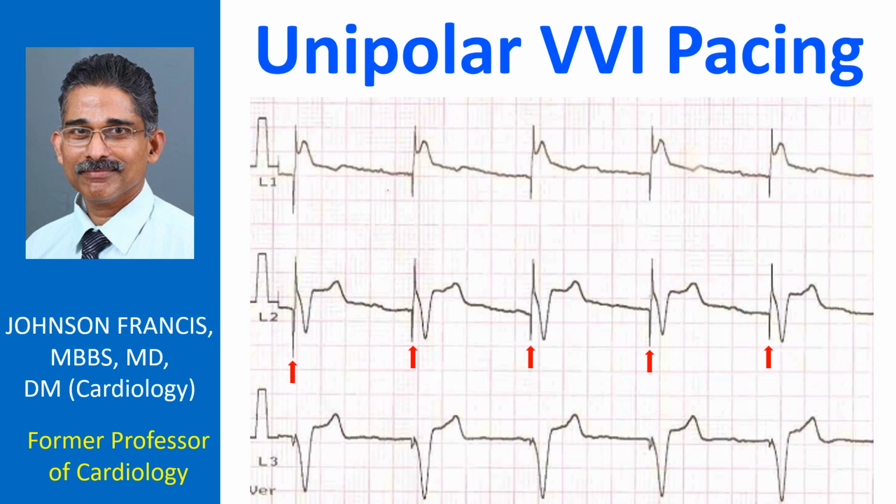acts as the anode. Cathodal pacing has better threshold than anodal pacing. That is why the lead tip is programmed as cathode. In bipolar pacing, the lead tip still acts as the cathode, while a proximal ring electrode acts as the anode.